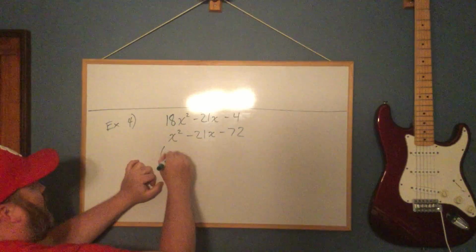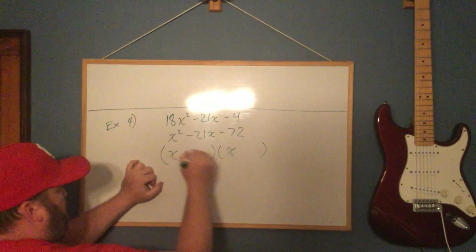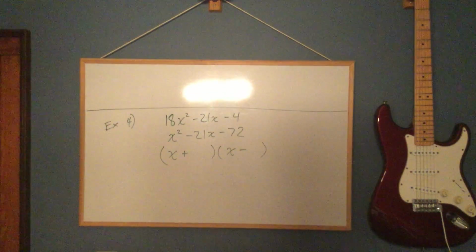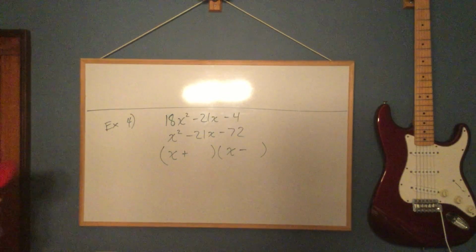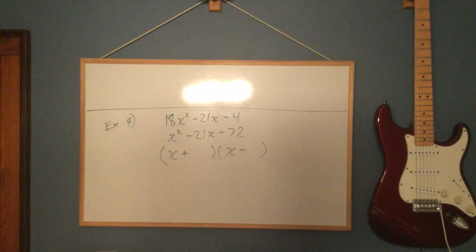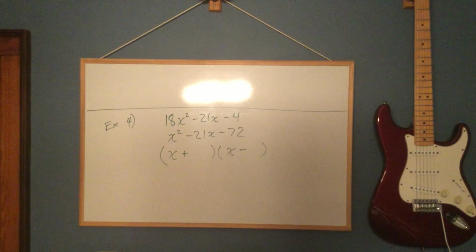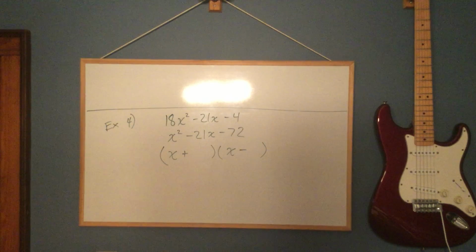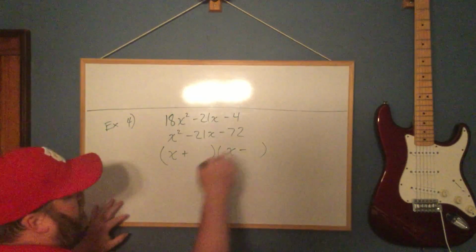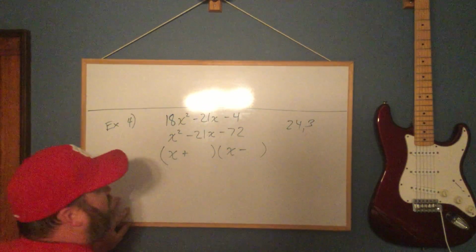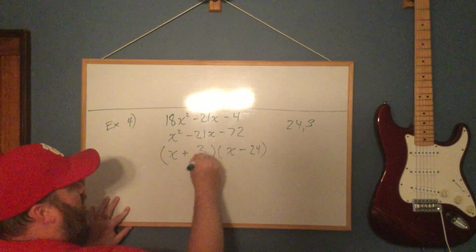This is x squared, so I automatically know it's x and x. Different signs, so one's positive, one's negative. And now I need two numbers whose sum is 21, or I'm sorry, that's wrong, whose difference is 21, and whose product is 72. Okay, you take 72 divided by 3 and you get 24. 24 minus 3 is 21. So 24 and 3 are my two numbers. I need the bigger one to be negative, and that means the smaller one would be positive.